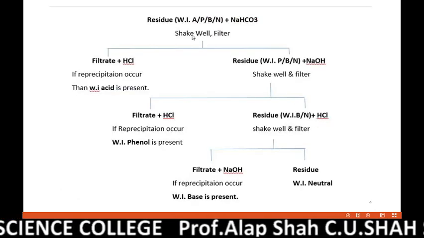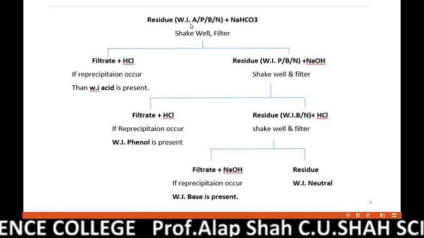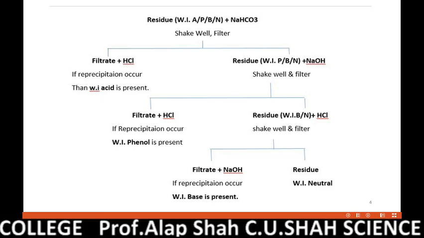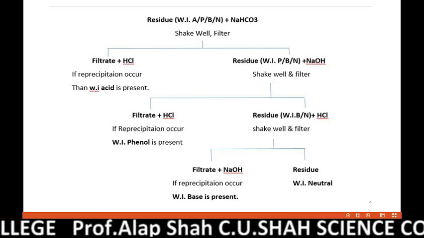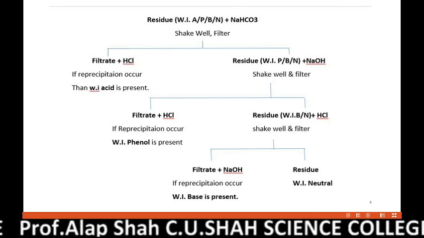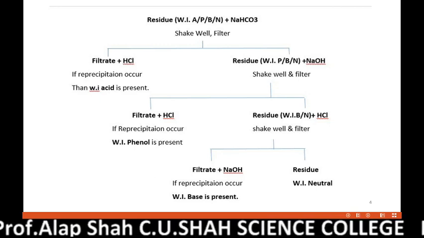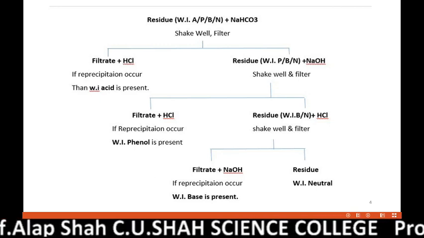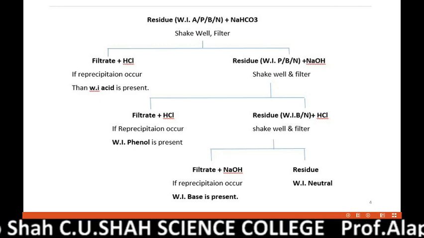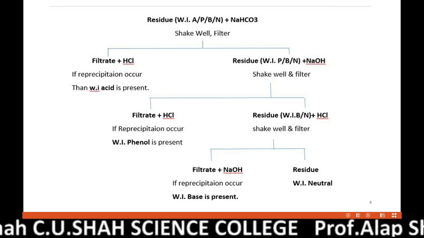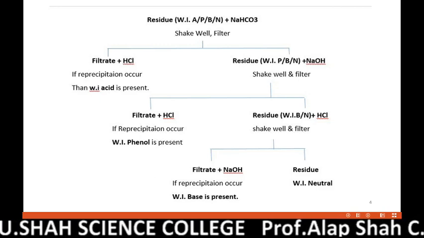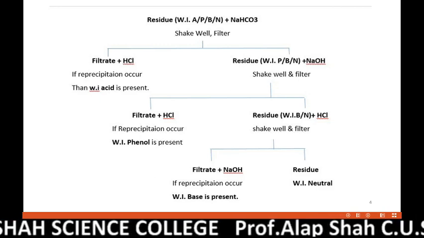So that contains any two of water insoluble acid, phenol, base or neutral. We will check them in the same sequence. So what will you do? You have to add saturated NaHCO3 solution. But how will you do that? Because your residues are in the filter paper, which is in the funnel, with the help of a matchstick you have to make a hole in the filter paper containing the residues, and from another test tube add NaHCO3.